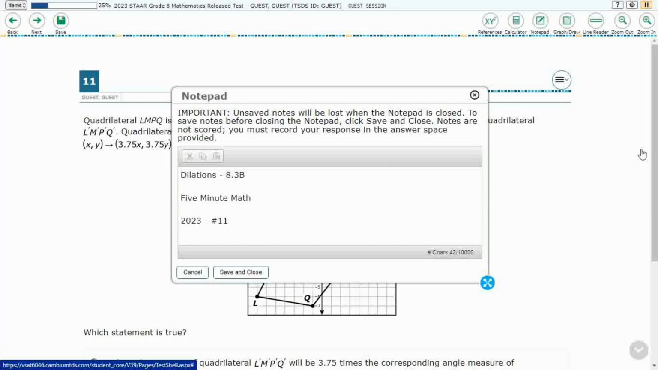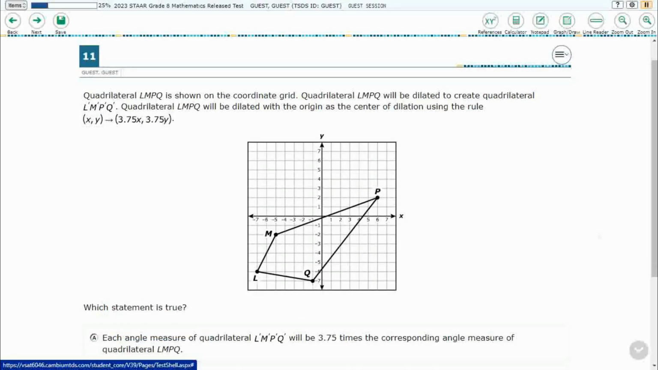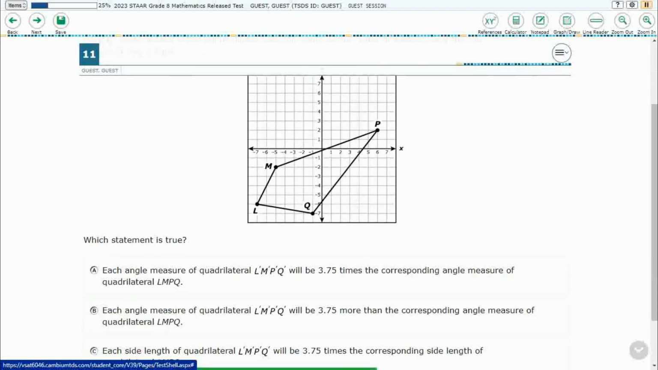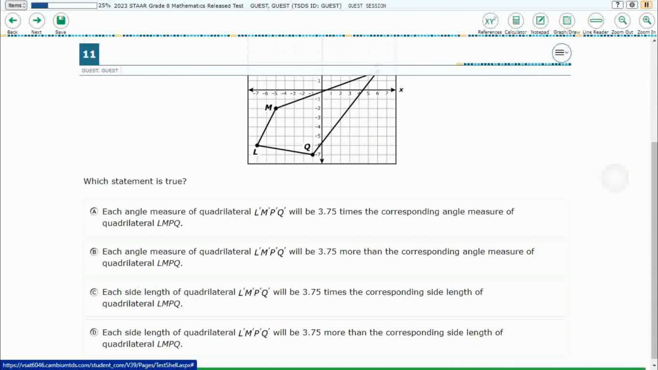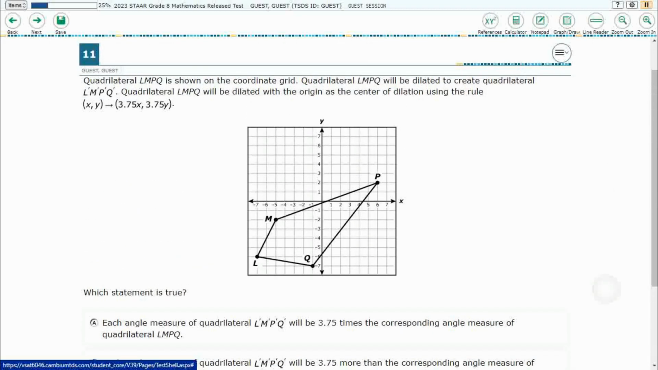Today we are looking at the 8th grade concept of dilations. This is standard 8.3b in the great state of Texas. We are using item number 11 of the 2023 released STAAR test. If you haven't done so already, please go ahead and take a moment to pause the video, work this problem out on your own, unpause it, and we will look at our answers together.